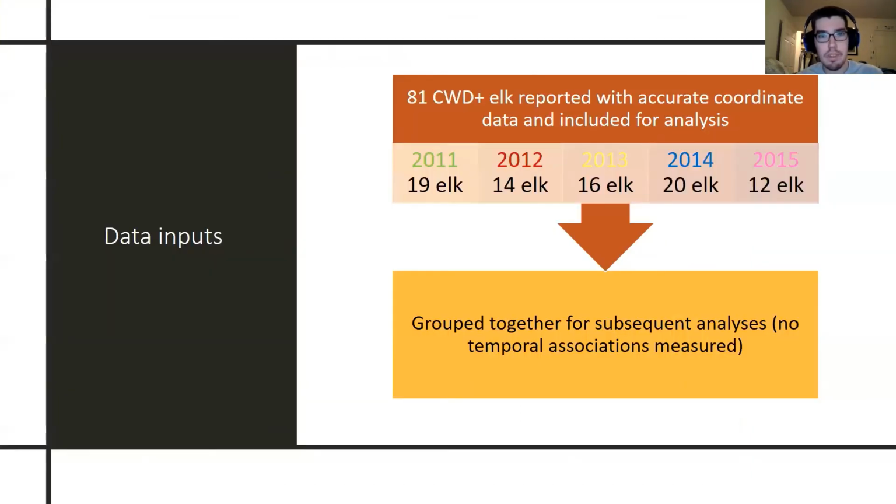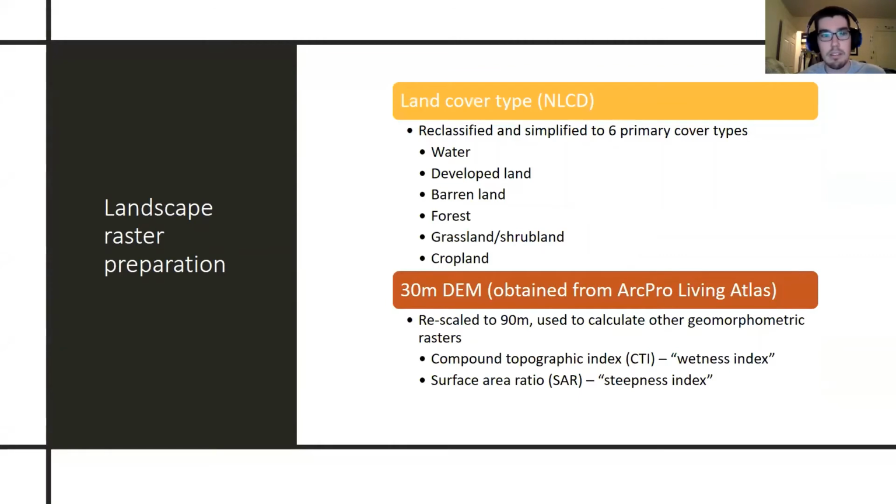So my data inputs, I had 81 chronic wasting disease positive elk reported with accurate and sufficient coordinate data that I could include in this analysis. So the breakdown is there for when they existed and how many. And like I said before, group them together for subsequent analyses.